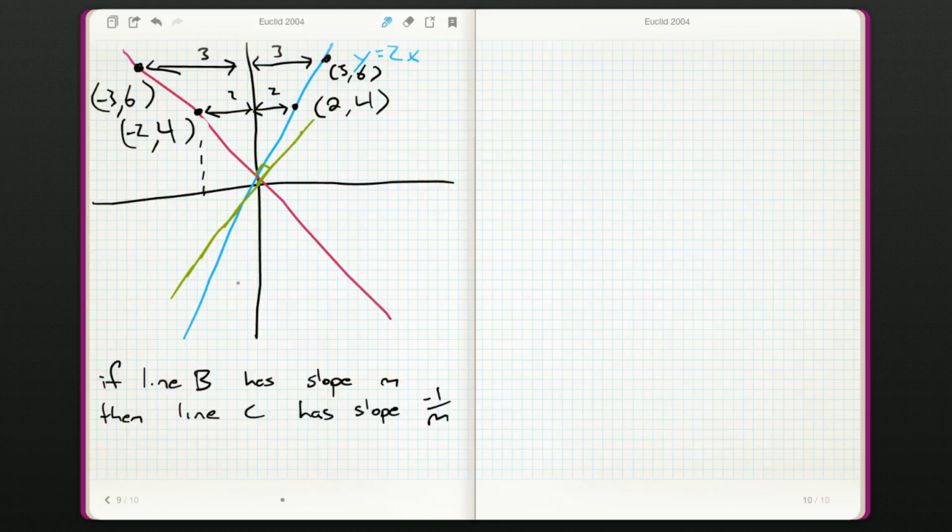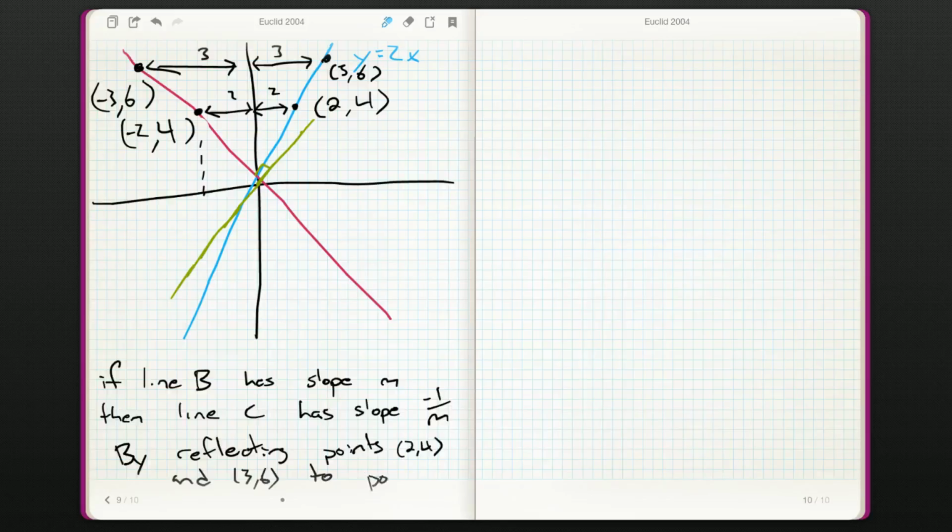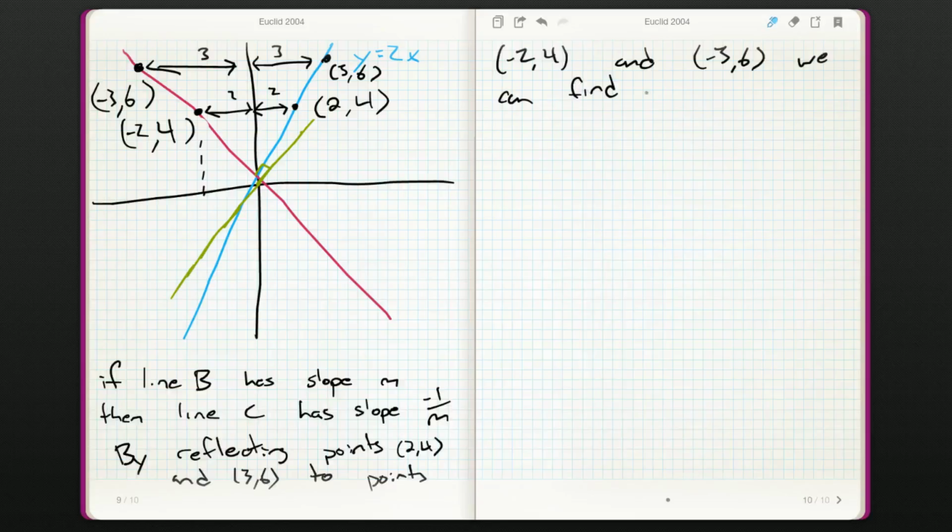Okay. So this is enough information. We can even say that by reflecting points 2, 4 and 3, 6 to points -2, 4 and -3, 6, we can find the slope of B. Okay? It's going to be rise over run.